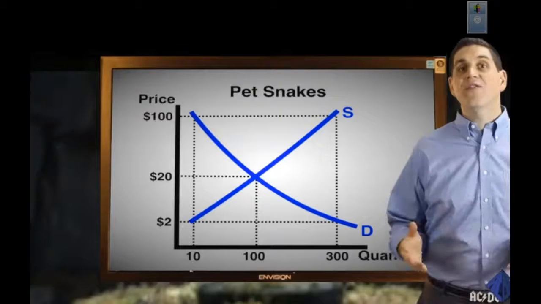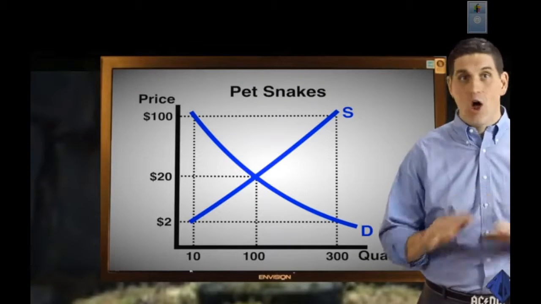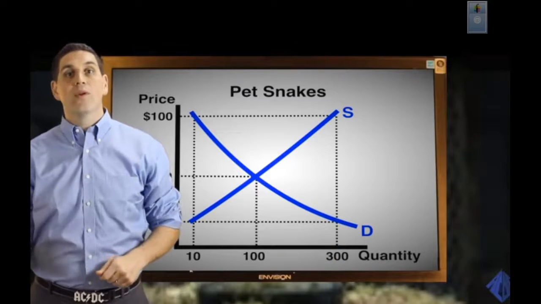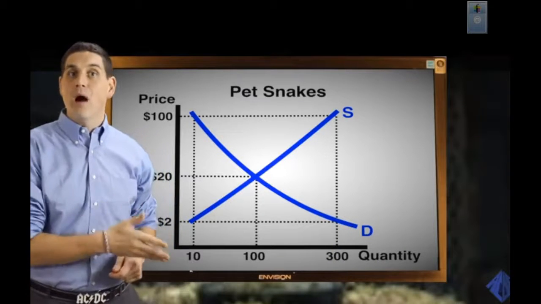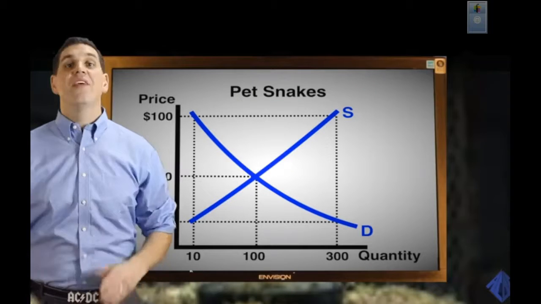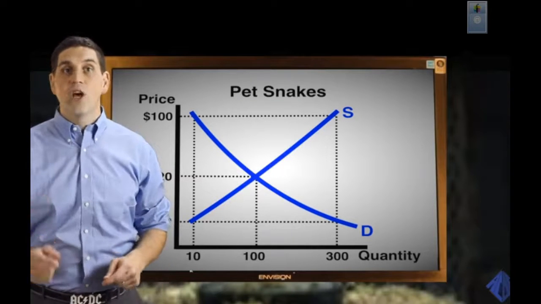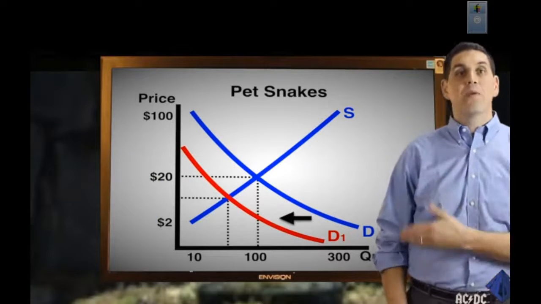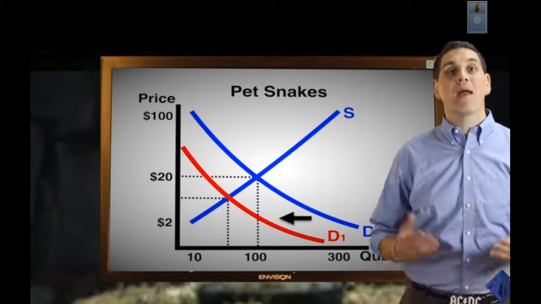Now assume that the price of pet monkeys falls. How will this affect the price and quantity of pet snakes? It doesn't affect the supply curve for pet snakes at all. It affects the demand. Consumers that would normally buy pet snakes would now turn around and go buy more pet monkeys because their price is cheaper. This would decrease the demand for pet snakes, shifting the demand curve to the left. At every possible price, people are buying fewer pet snakes because they're buying monkeys instead.